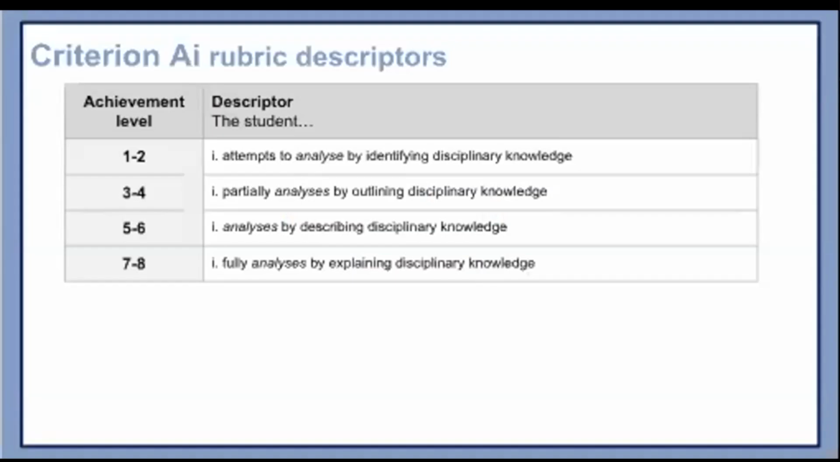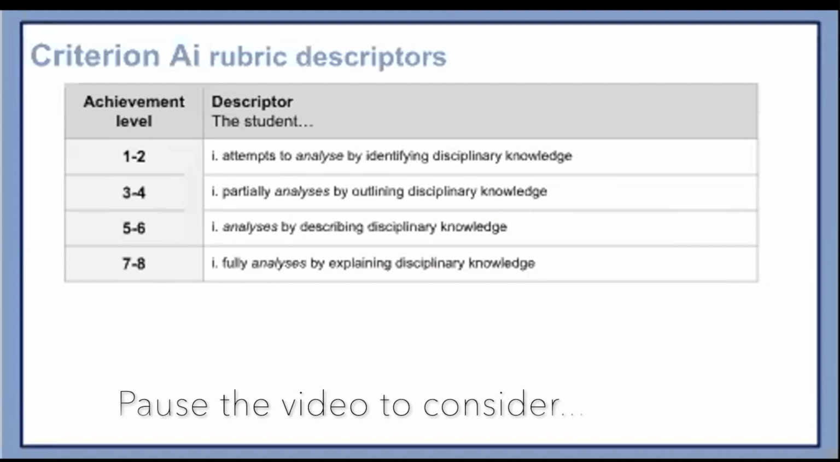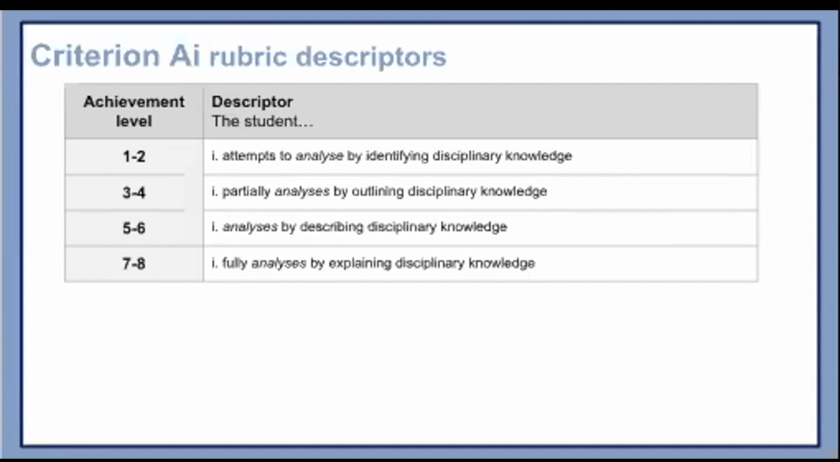Okay, so now we're going to look at each new criterion individually, starting with criterion A. Take a look. What do you notice about these command terms in criterion A? I'll just say A1. Do you notice anything odd about them? There are what appear to be two command terms in each descriptor. Analyze by identifying, analyze by outlining, analyze by describing, analyze by explaining.